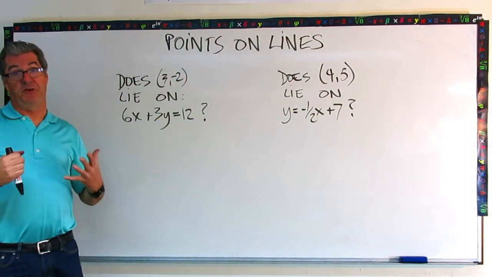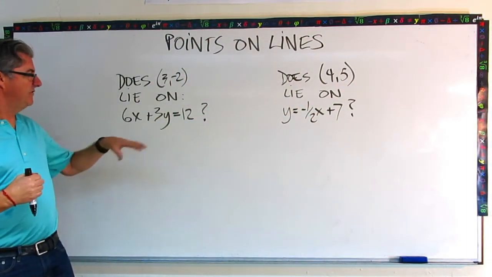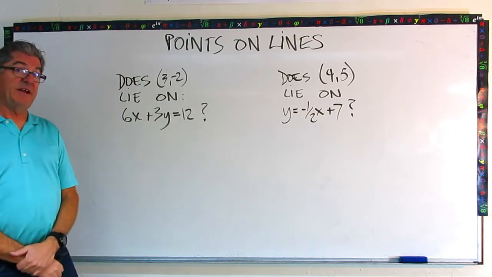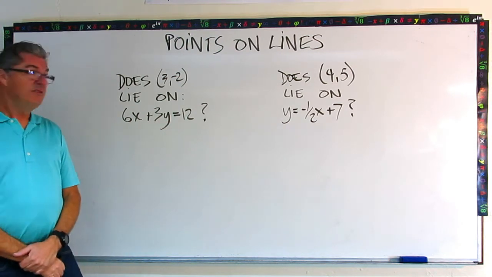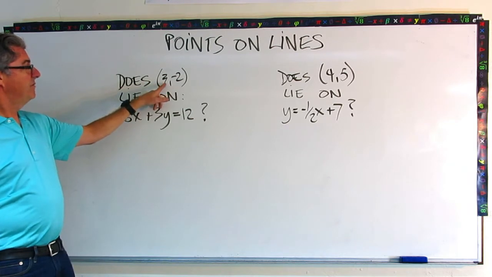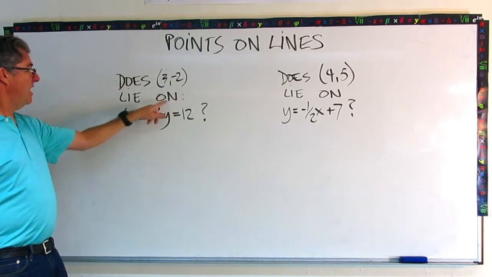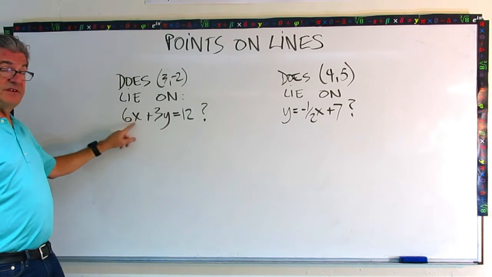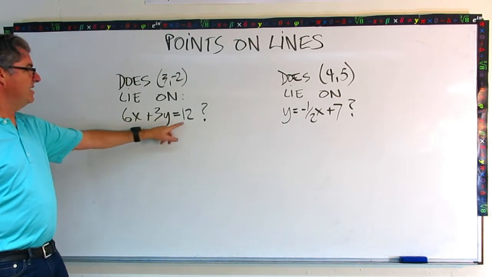Okay, 2 more to do. And I want you to pause the video and see if you can work this one first, and then I'll go ahead and explain. Okay, so the point (3, -2), does it lie on this equation, this line? 6x plus 3y equals 12.